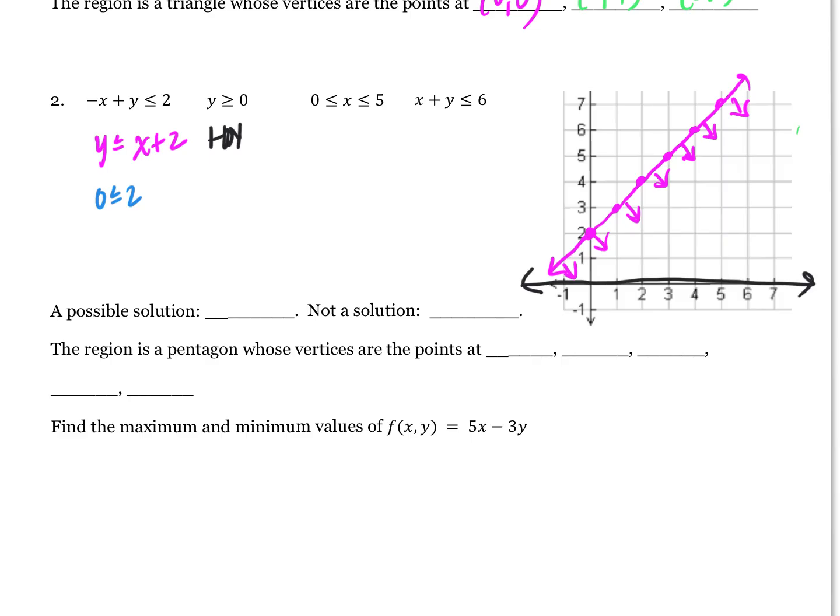Y is greater than or equal to 0. Above or below? Above. I'm just drawing little arrows that I'm shading above. Okay. How would I do that? It's between those. My x's would be bigger than 0 and my x's have to be less than 5.